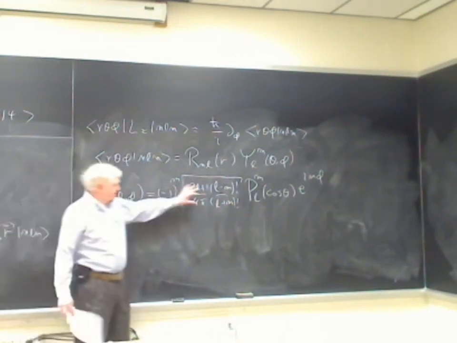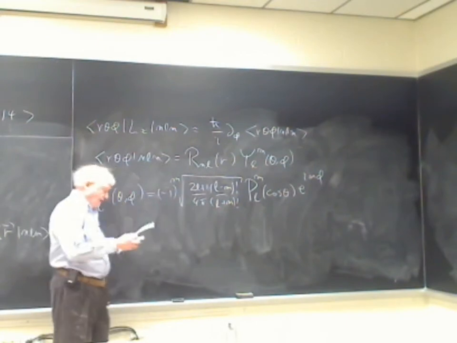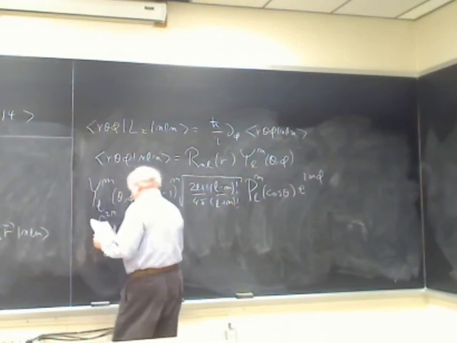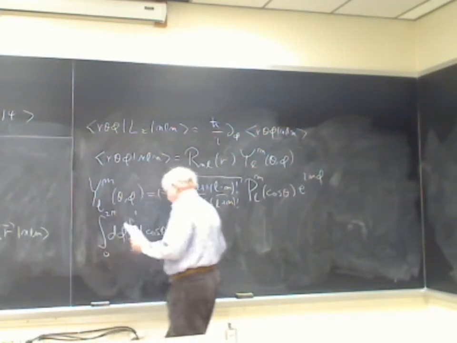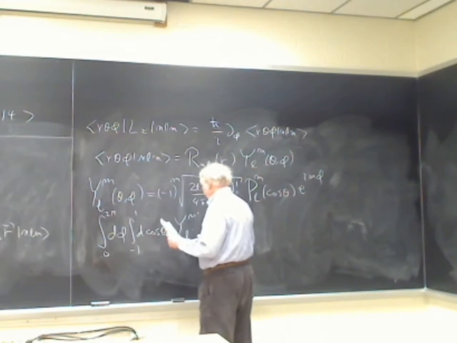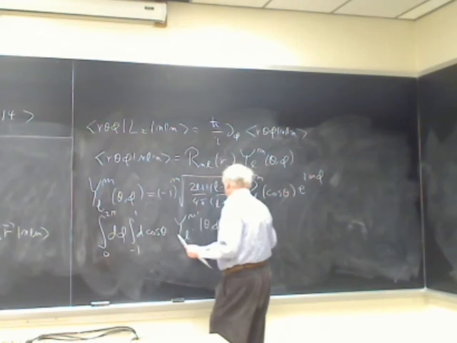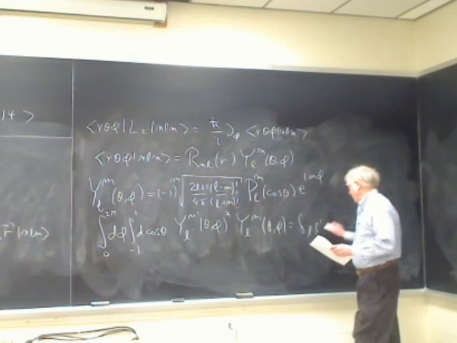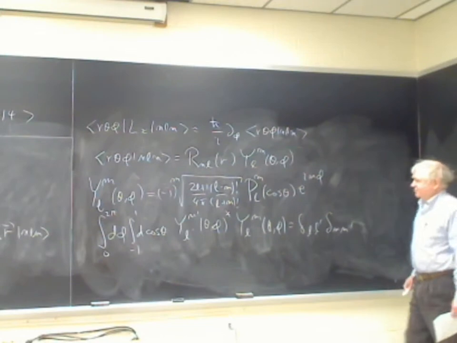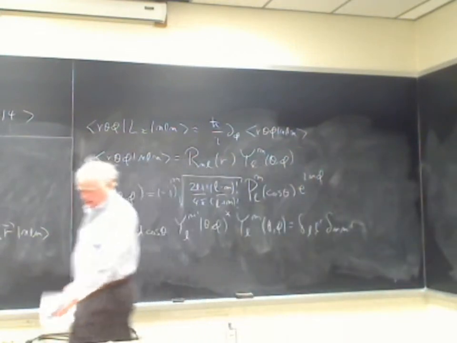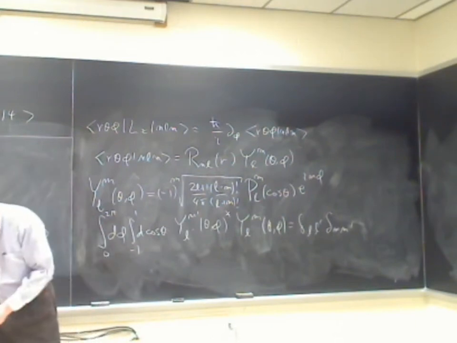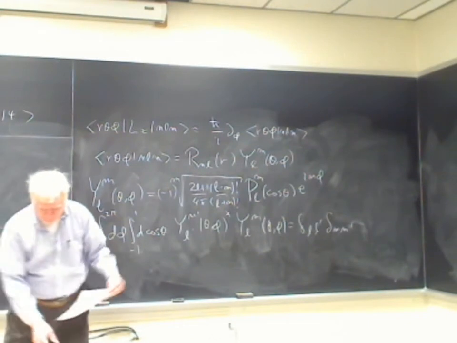These horrible square roots: the square root is for normalization. What we want is that the integral d phi from 0 to 2 pi, integral from minus 1 to 1 d cosine theta of Y l' m' of theta and phi, complex conjugate, times Y l m of theta and phi, should be delta l l', delta m m'. So that's the reason for the crazy square root. Minus 1 to the m is there for some other technical reason, I forget. Any questions about that?